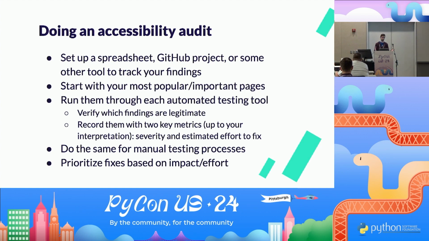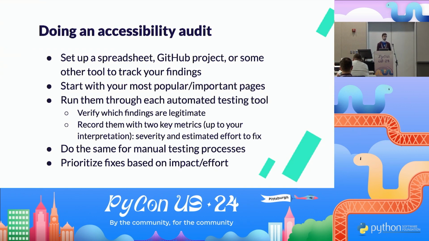And it has to be manual because you have to collate data from automated tests and manual testing all together. Here's what I have found is a decent workflow. You set up a spreadsheet, or maybe a GitHub project, or some other tool where you can track your findings. Start with your most important and popular pages.